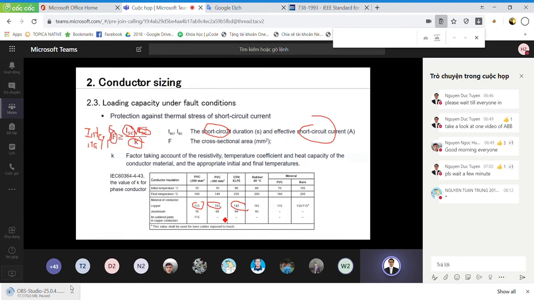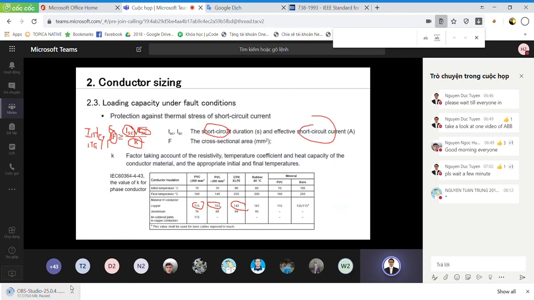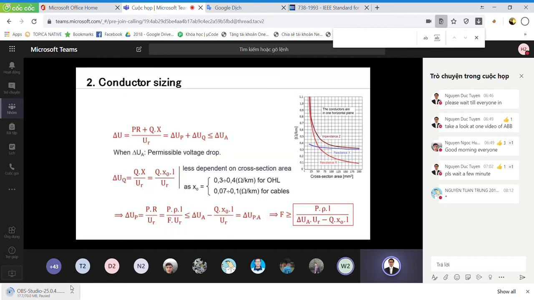And maybe they have some example. No example. Okay. This one regarding the thermal, right? Remember this one. Also, we have mechanical. This one regarding the thermal stress, because it's regarding the duration of the fault. Okay, move to the next one, which is maybe easier to understand.